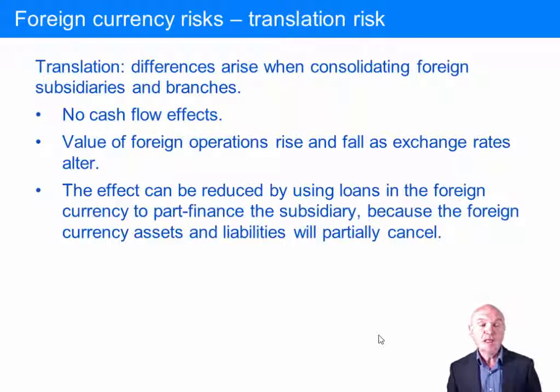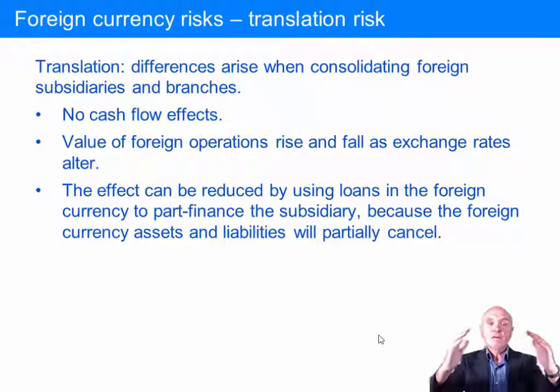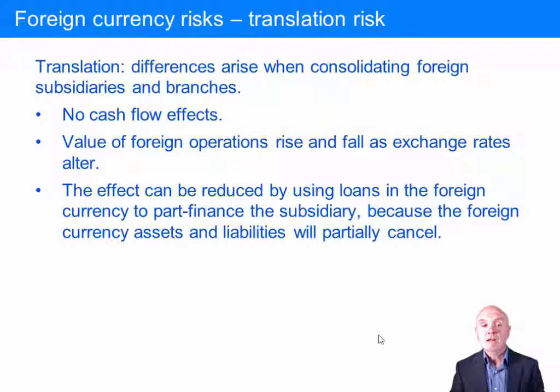Translation risk comes when you have a group and it has to translate its foreign subsidiaries' balance sheets and so on for consolidation. They're going to be translated at the closing rate, and so basically it looks as though the value of this subsidiary is going up and down depending on what the exchange rate happens to be. It's got no real cash flow effects. It's not immensely important, but nobody likes to see the value of the group decreasing. The best way to deal with it really is to reduce your exposure to this foreign currency by using loans in the foreign currency to finance those assets.